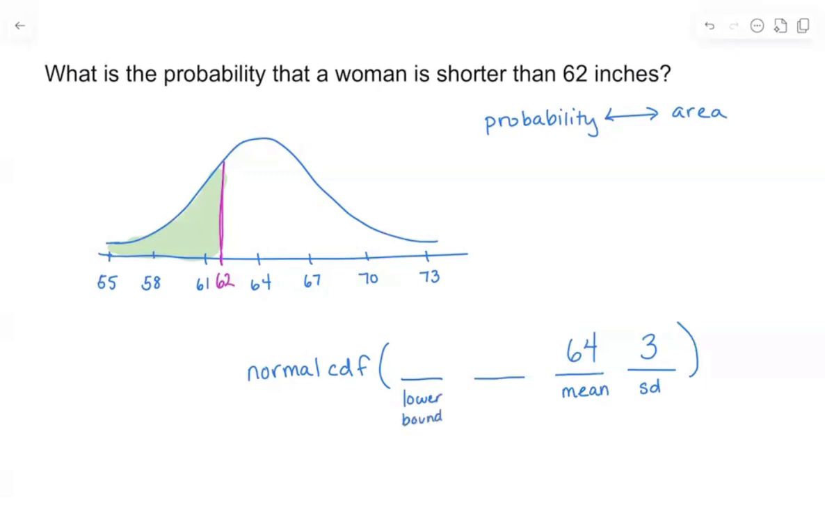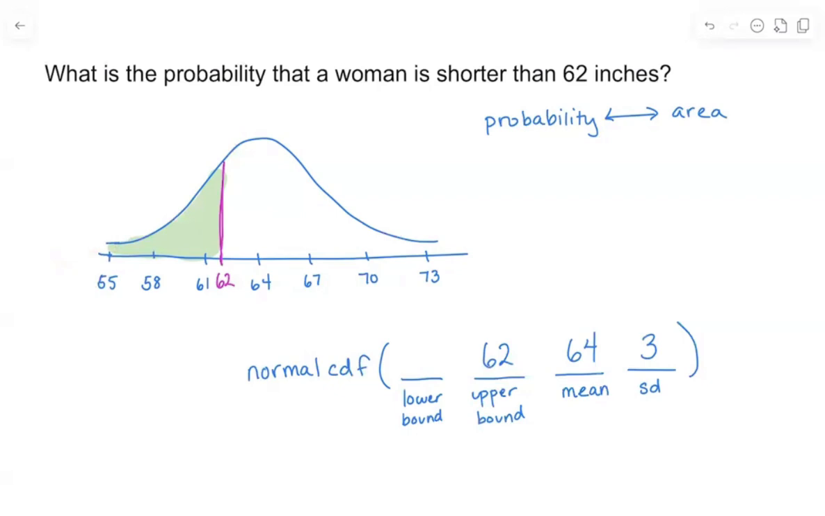Now, we also need to know sort of the smallest number we're interested in, or the lower bound. And we need to know the biggest number we're interested in, or the upper bound. Now, in this case, we can see from where the boundary is, the biggest number in my highlighted region is 62. So that's going to be my upper bound. But for my lower bound, this region captures 99.7% of the data, but there could be shorter women over here, shorter than 55 inches. That is definitely a thing that can happen.